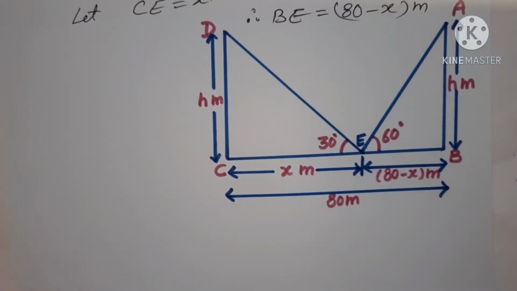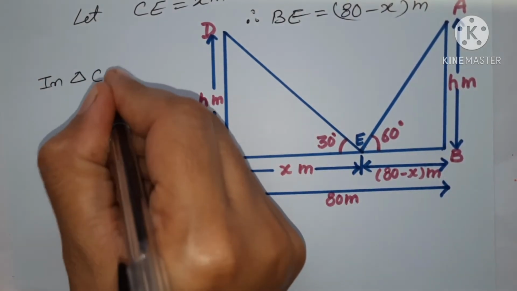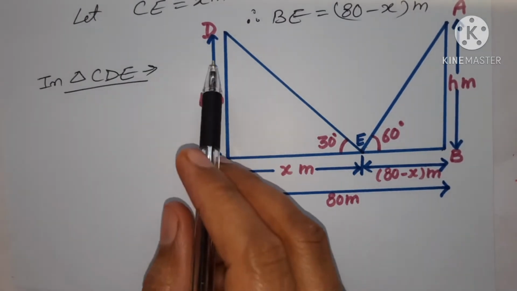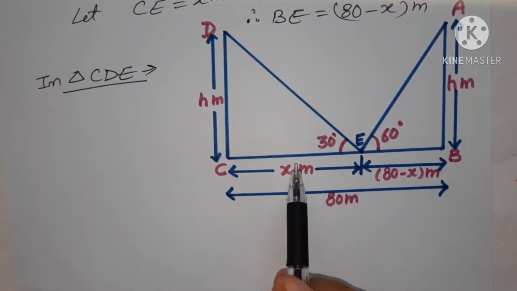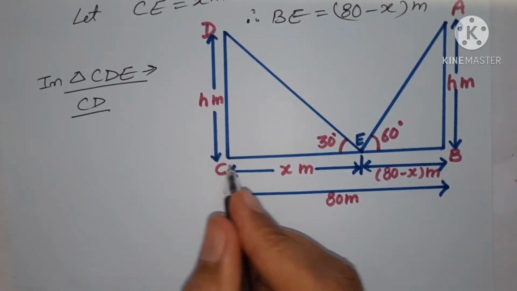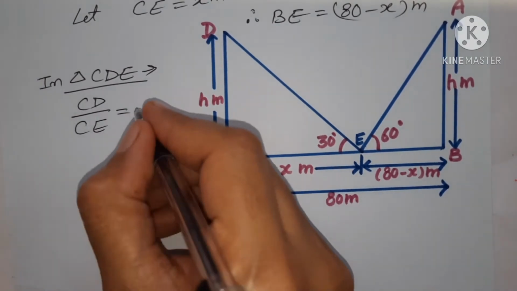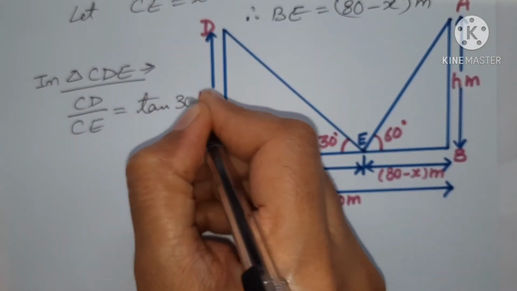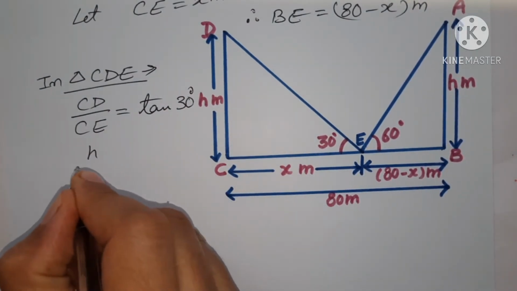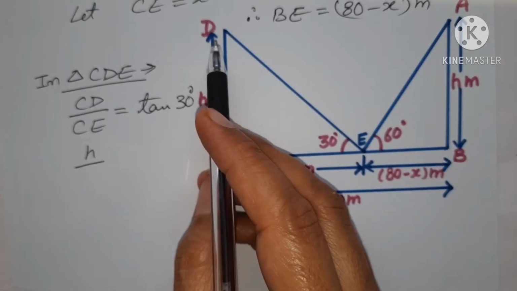So first we will take the triangle CDE. In this triangle CDE, CD is the perpendicular, and CD upon base CE. So we will write CE, and the angle is 30 degrees, so tangent 30 degrees. CD we are assuming is h meter, so h upon CE, which we assumed as x meter.